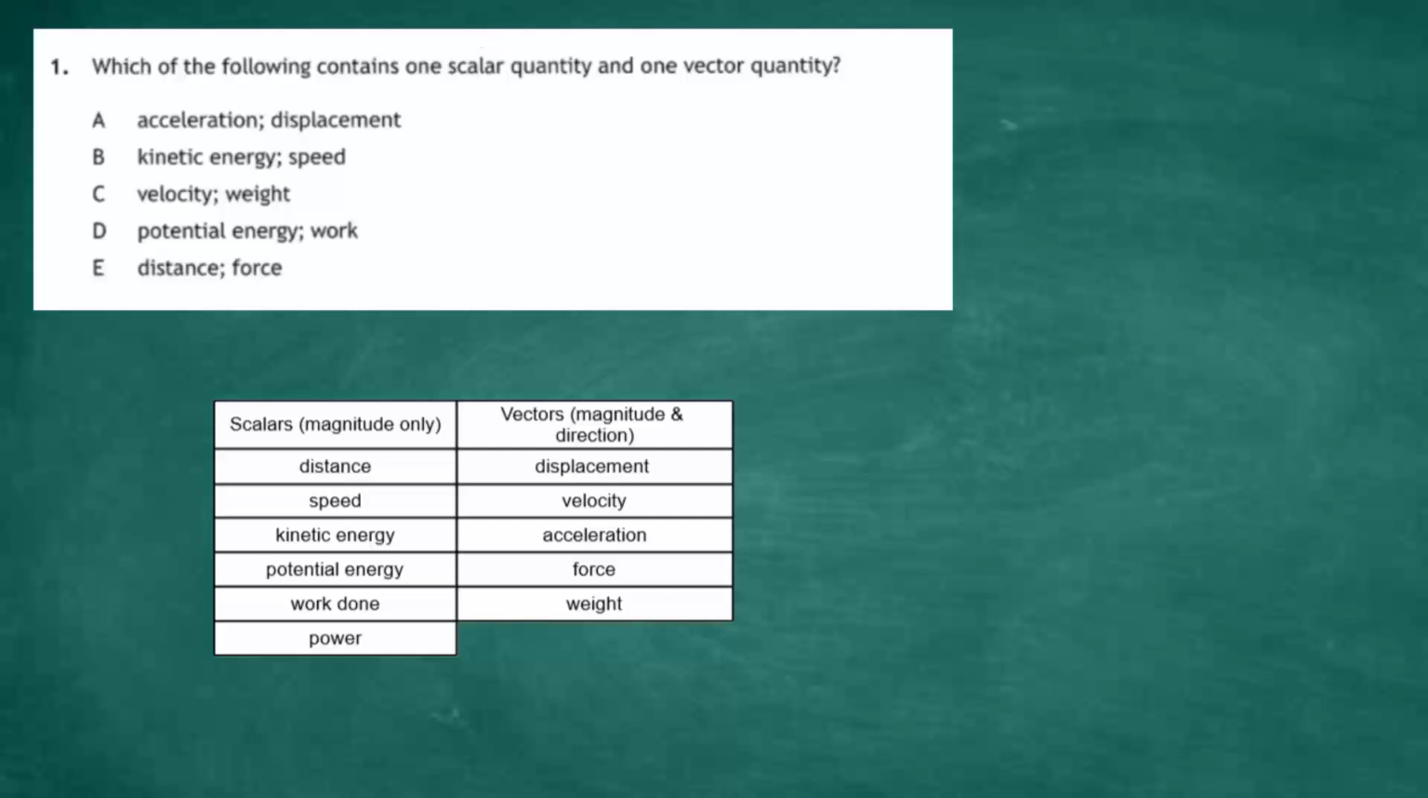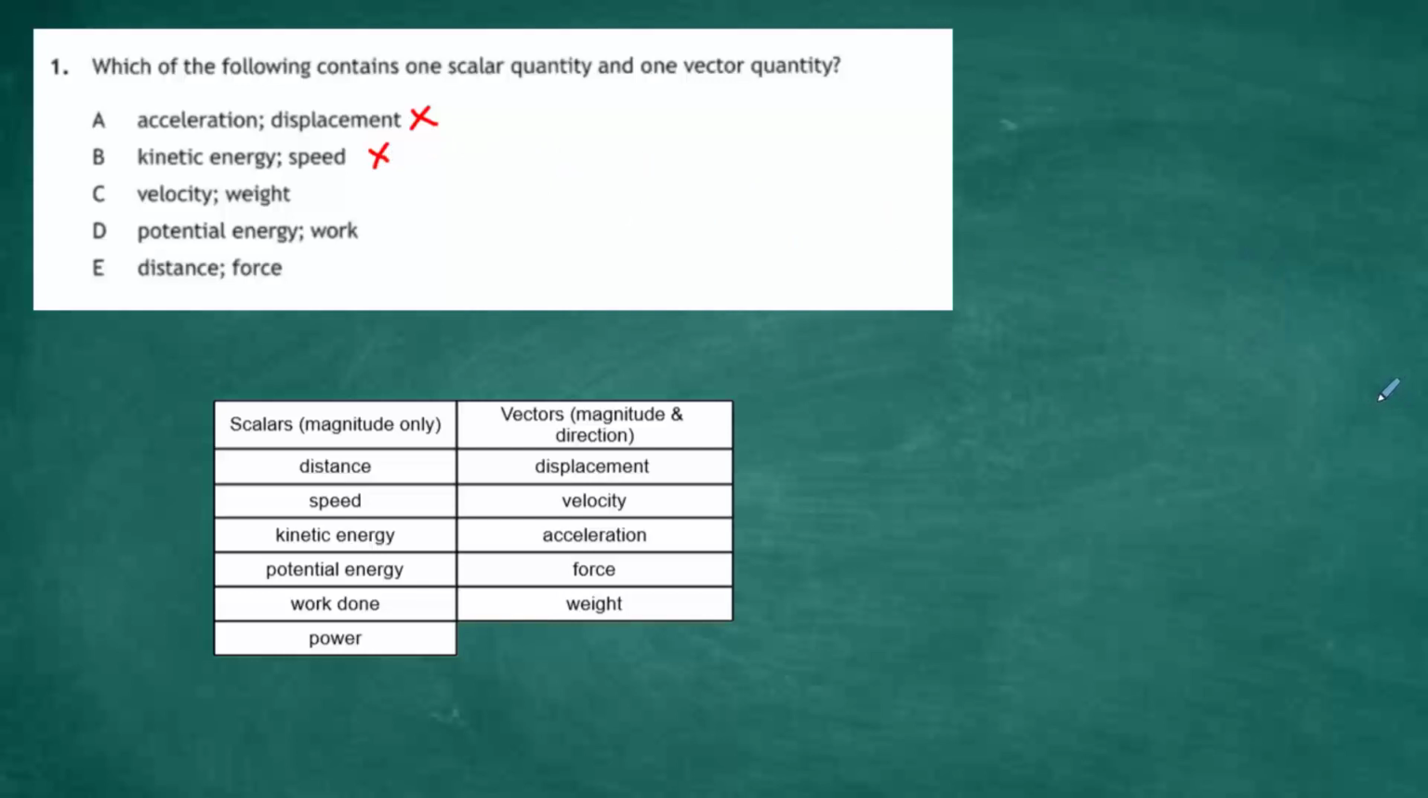So in part A, we have acceleration and displacement, and acceleration and displacement are both vectors, so we can rule that one out. B, kinetic energy and speed. Well, anything to do with energy is a scalar quantity, and speed is a scalar quantity, we can see from the table, so that's ruled that one out.